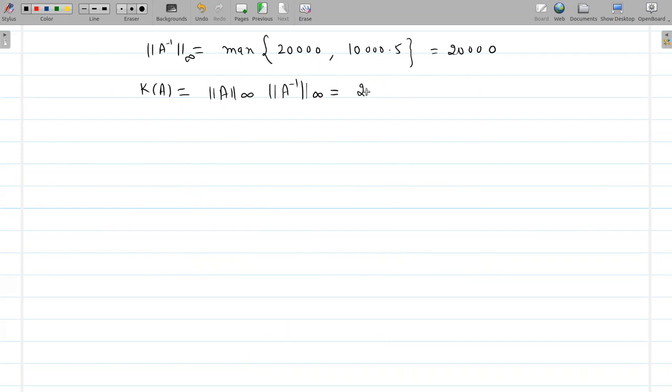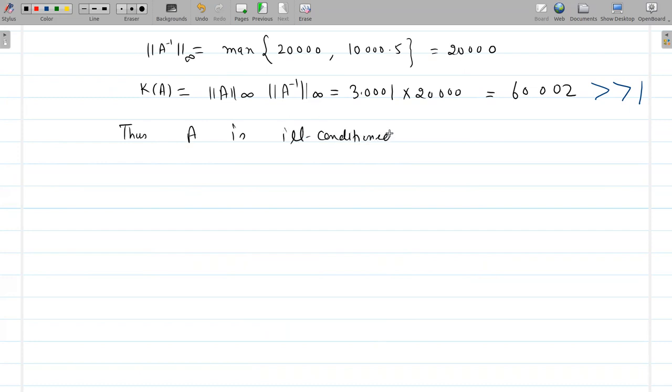So this is norm of A, 3.001, multiplied by 20,000. So this is approximately 60,002. And this number is big, much greater than 1. So therefore, matrix A is ill-conditioned. And hence, it would be very sensitive to small changes.